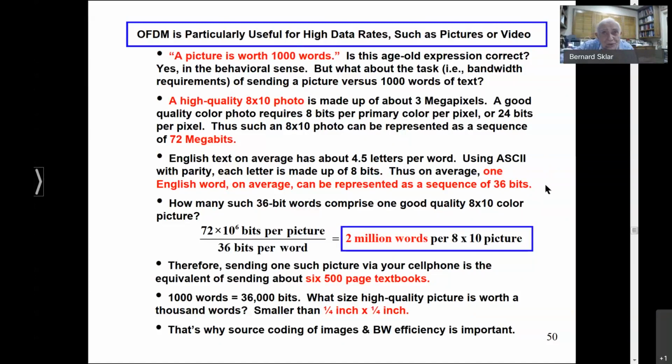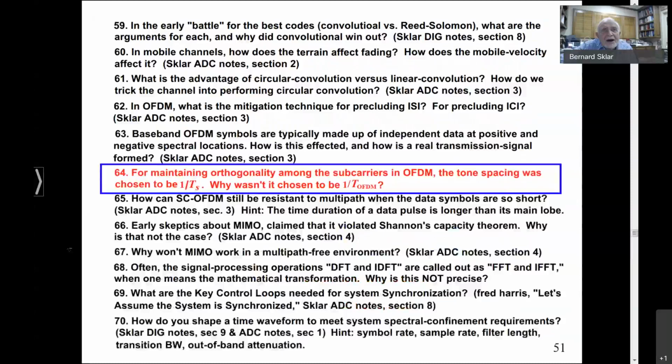Well, let's take a particular picture, which is a high quality photo, 3 megapixels. I'll let you do this yourself. Its solution is pretty simple. It comes out to be 2 million words. I won't do it here.